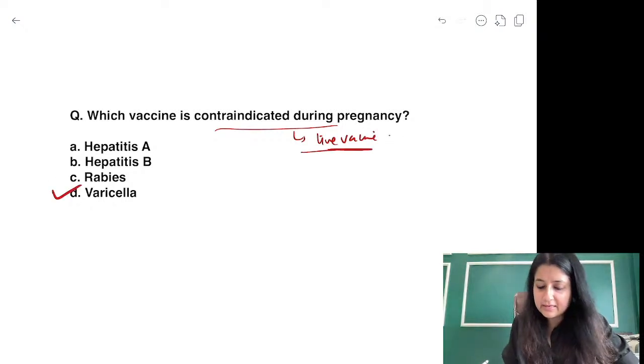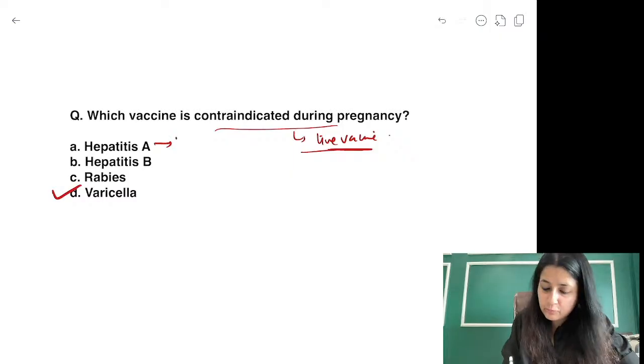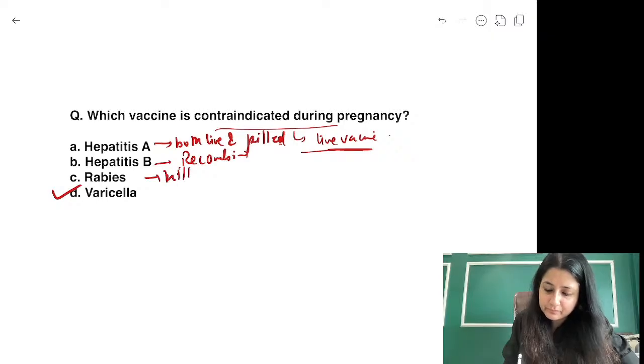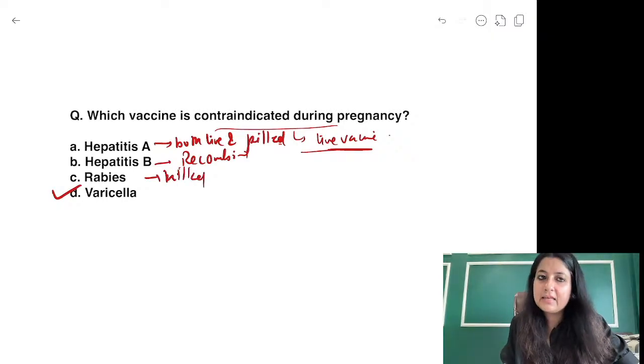Very good, varicella. Hepatitis A, I told you, is available both live and killed, so I can use the killed form. Hepatitis B, I know, is recombinant. Rabies, I know, is killed. So it is varicella. Clear?